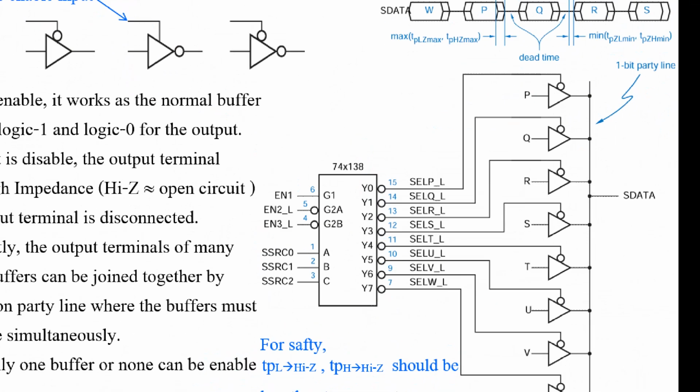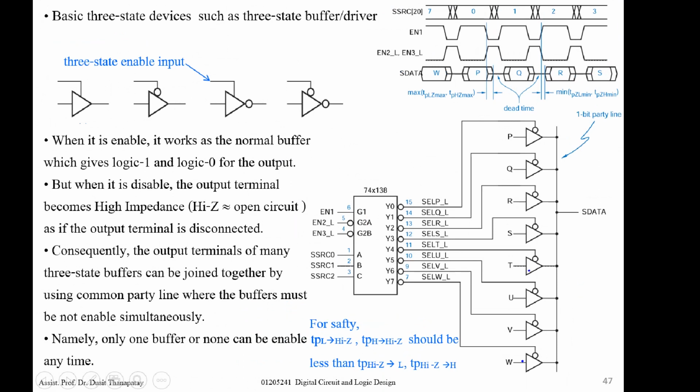Now I want to show an application. For this one, you want to send data from sources P, Q, R, S, T, U, V, and W to something. You can connect these lines together directly. It's called a party line. But you must turn on only one buffer at a time. You cannot turn on two or more buffers at the same time.